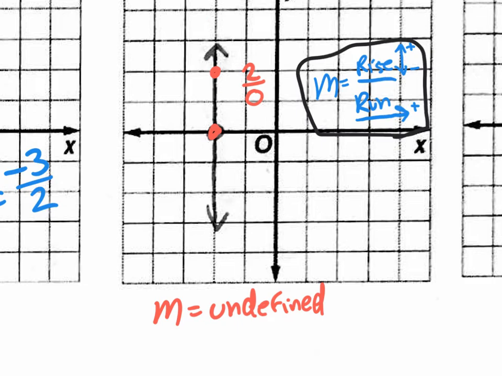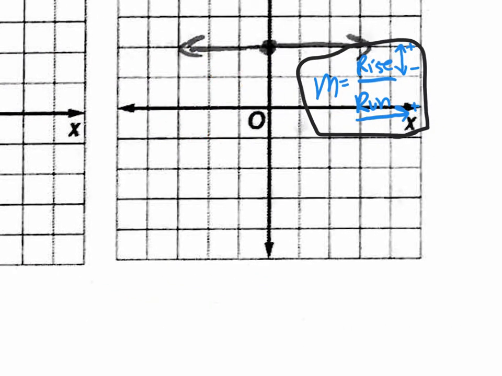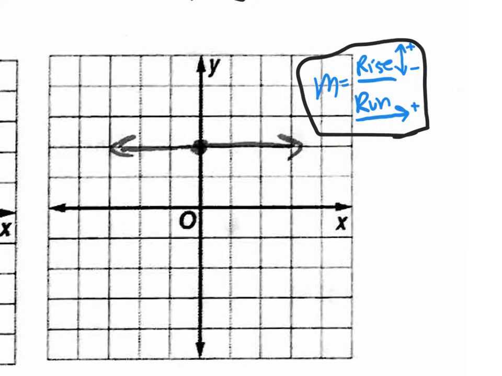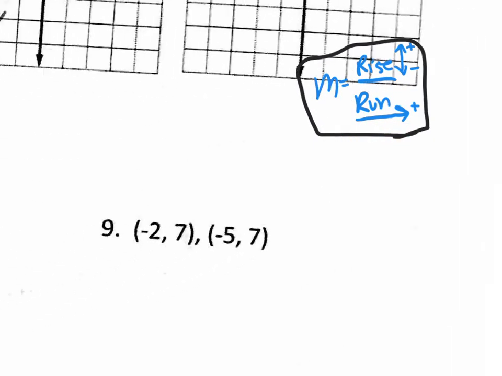Now, if you look at this one over here, it's a totally flat line. So what kind of slope do we have right here? 0. M equals 0. Why? Because it's not steep at all. It's just flat, like the floor. Make sense? Okay. Let's move on to the next portion of our test.